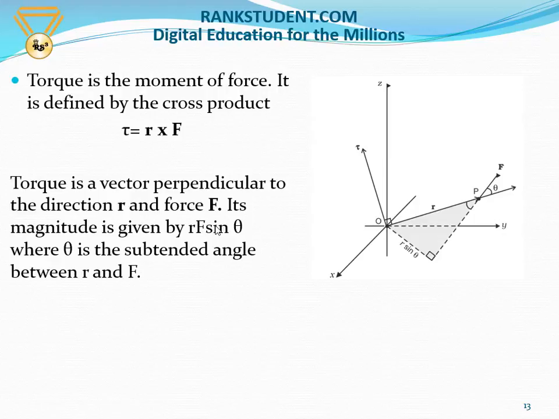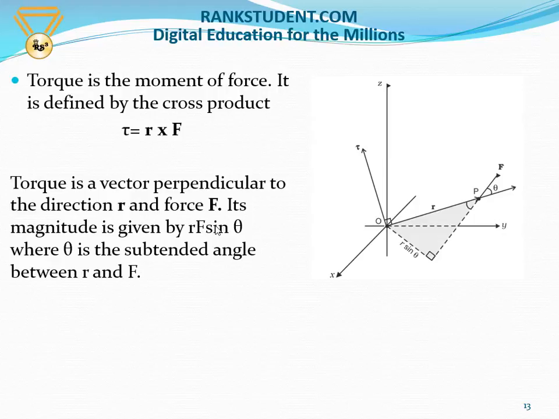Torque is the moment of force. It is defined by the cross product tau equals r cross F. Torque is a vector perpendicular to the direction r and the force F. Its magnitude is given by rF sine theta, where theta is the subtended angle between r and F.